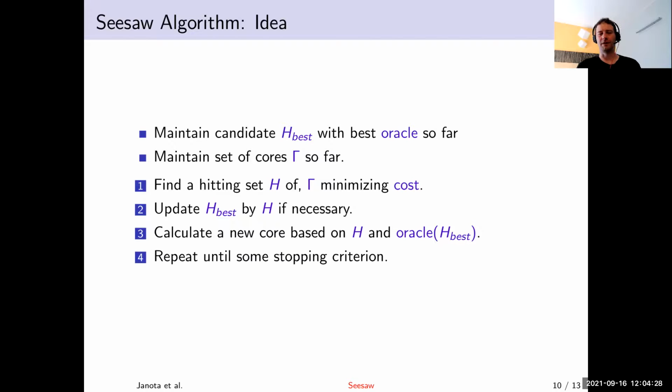Now we repeat this until some stopping criterion. Now, what do I mean by this? What are the possible stopping criteria? So let us look a little bit at the behavior of this algorithm.